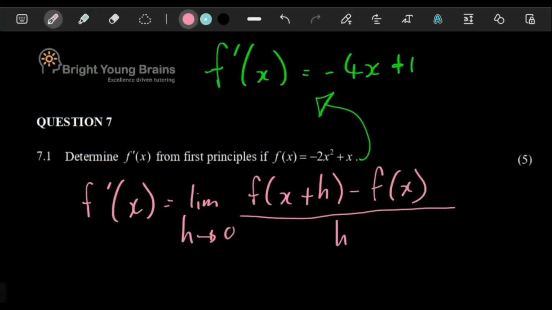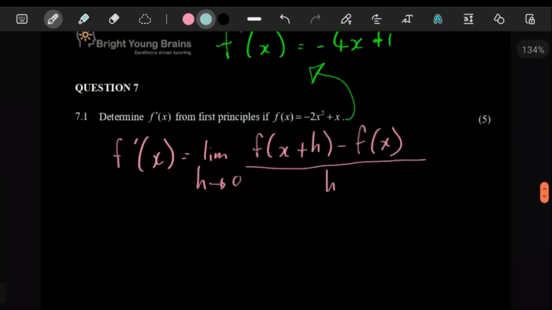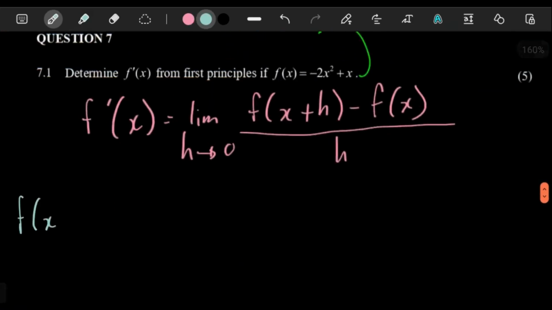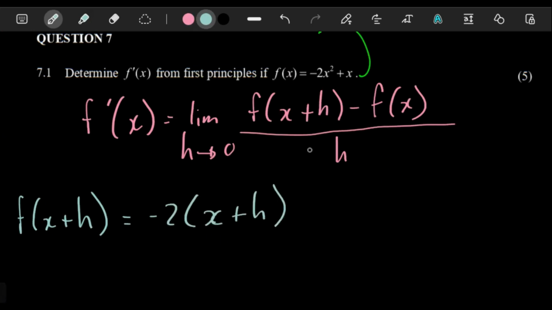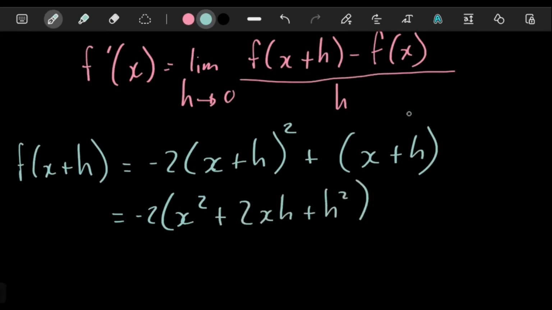So what I always do is, before you put stuff into your formula, always try and work out what this is. You see the f(x plus h). So on your answer sheet, you can put f(x plus h) there. All that means is, in the equation of your original function, wherever x is, you plus h. So let's do that. Negative 2 (x plus h) squared plus (x plus h). Now here, you can have negative 2 outside, so x times x is x squared plus 2xh plus h squared, and then here plus x plus h.